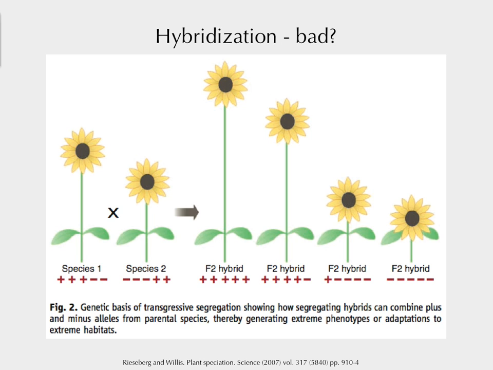What do you need to have hybridization happen? Two different species, right? So maybe the number of species matters. What else do you need? Compatibility. Right, and so they need to be able to mate. And so it's part of compatibility.